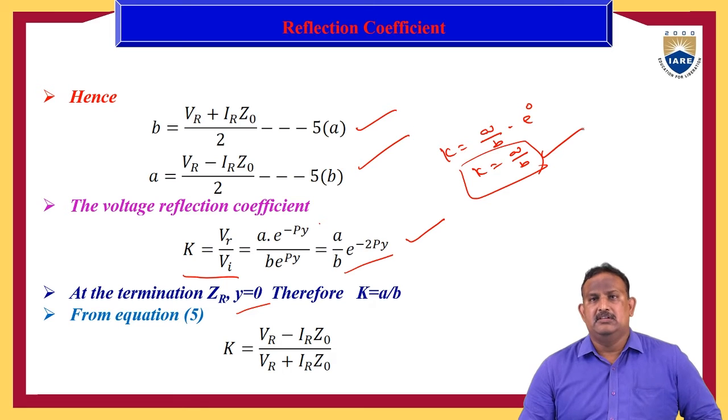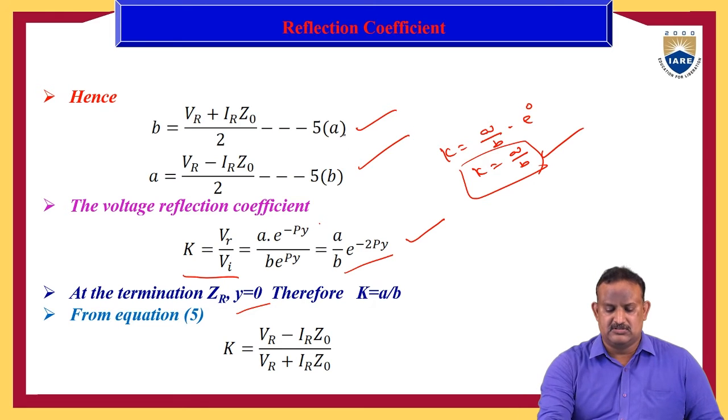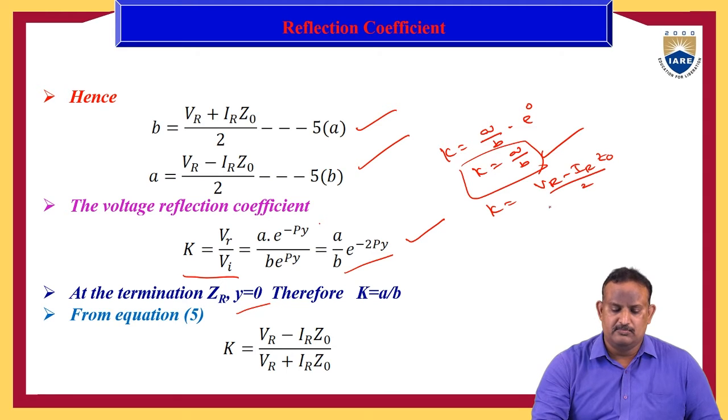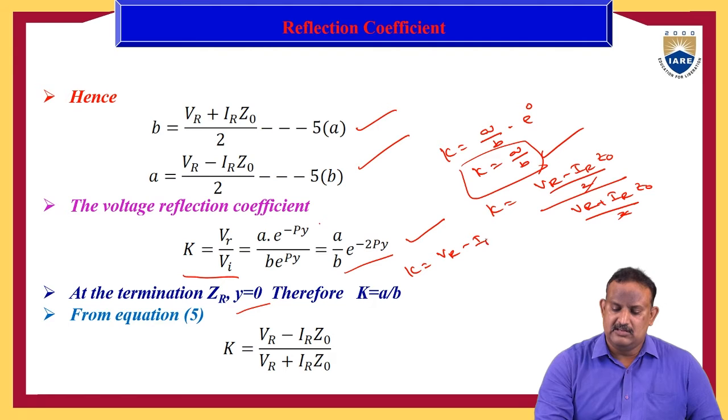From equation 5, we can find the K value. K is A by B, where K is equal to VR minus IR Z naught by 2 divided by VR plus IR Z naught by 2. The 2 cancels. Therefore, K is equal to VR minus IR Z naught by VR plus IR Z naught.